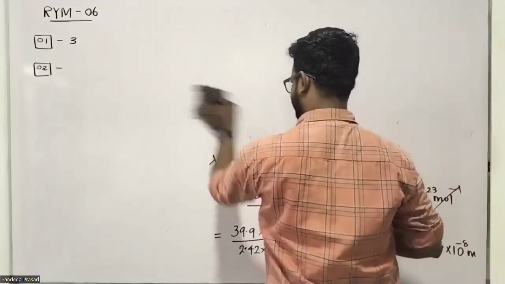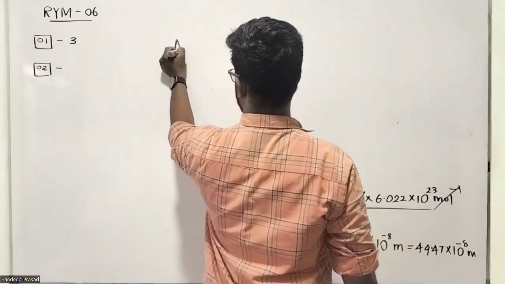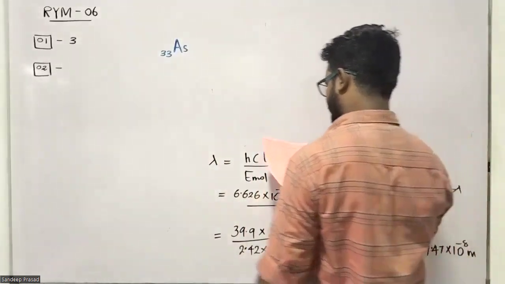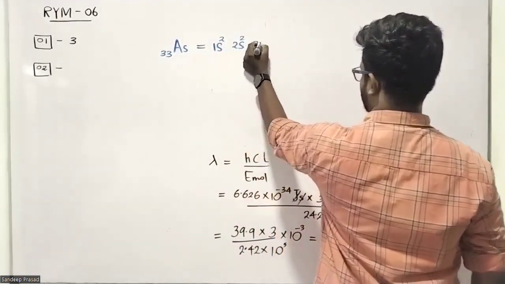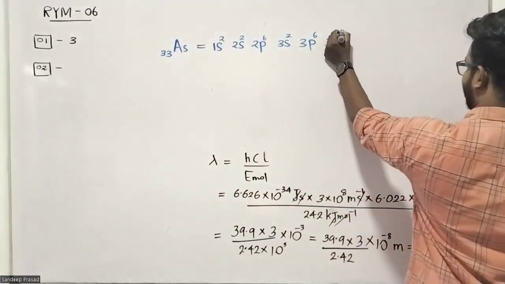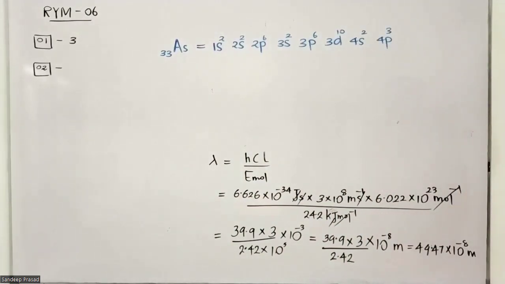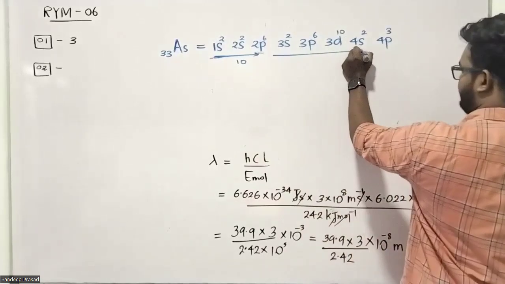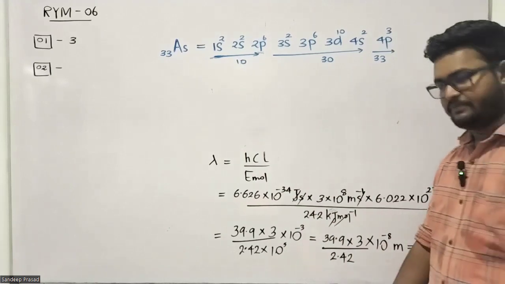Arsenic. So what is the arsenic atomic number? Can you remember that one? Arsenic is the 33rd element, right? So therefore, we can write the electron configuration for arsenic as 1s2, 2s2, 2p6, 3s2, 3p6, 3d10, 4s2, 4p3. Up to here we have 10 electrons, and up to here 30 and 33. So this is the configuration of the element arsenic.